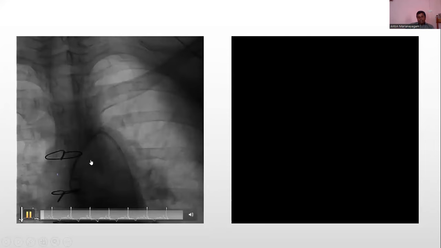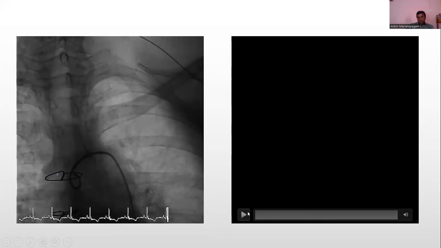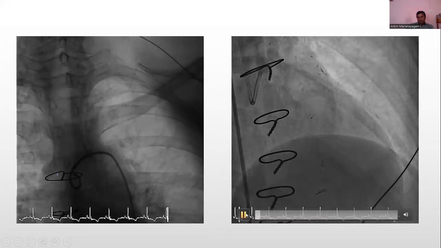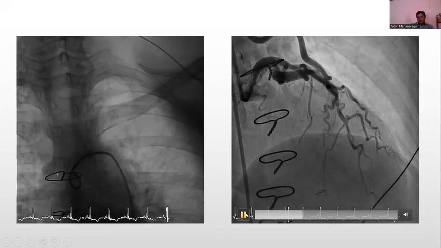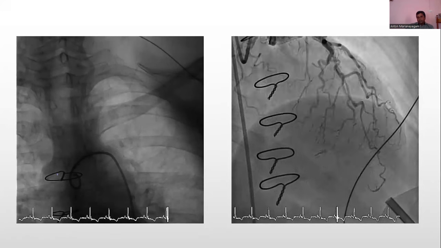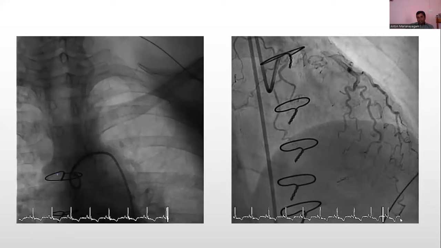Now, you see, we are doing an aortic injection. If you can do it again, you see the right brachiocephalic trunk is opacified, but we don't see the left subclavian artery. What is happening to the left subclavian artery? So now again, we are doing this coronary injection.